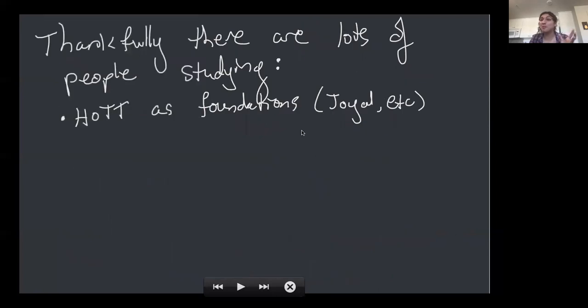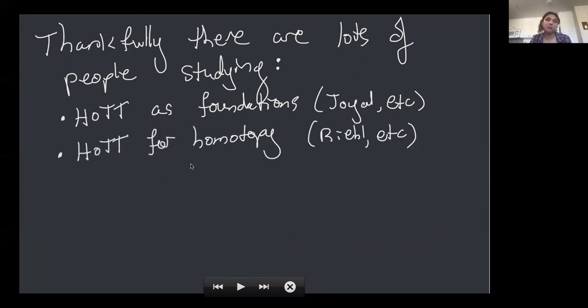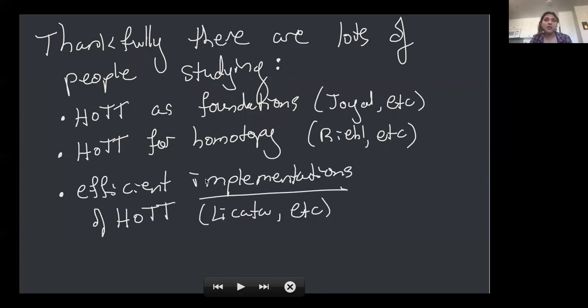Thankfully, there are lots of people studying this kind of stuff. So there's people studying univalent foundations. So for instance, Joyal is doing good work in this area. There's people using univalence for homotopy theory. Emily Riehl is of course doing really great work in this area. And there's also people like Dan Licata trying to make efficient implementations of homotopy type theory so that when we do all of this magical stuff using univalent foundations, we can actually use the computational content in a reasonable amount of time and much more.